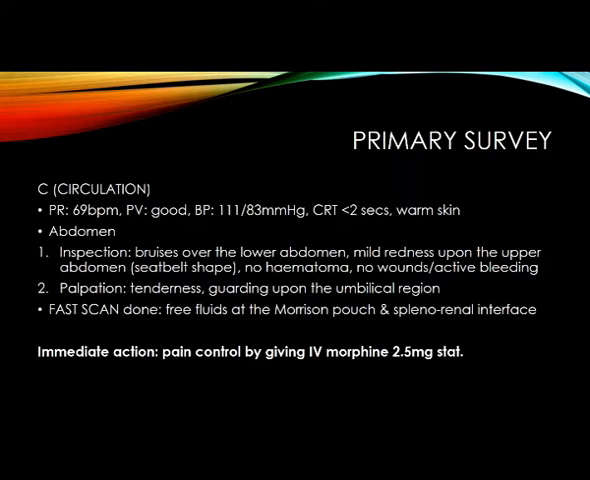Abdominal findings: during inspection, there are bruises over the lower abdominal region and mild redness over the upper abdomen, which is the seatbelt shape. However, there is no hematoma, no wounds or active bleeding seen. Palpation showed tenderness and guarding over the umbilical region. FAST scan done as well, showing free fluid at the Morrison pouch and splenorenal interface. Pain control was initiated at the scene by giving IV morphine 2.5 mg.